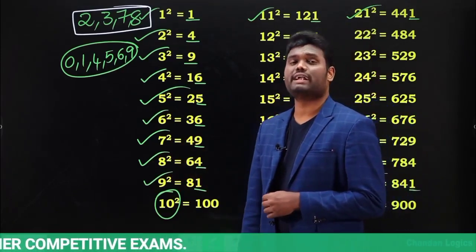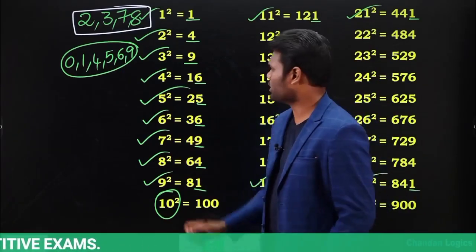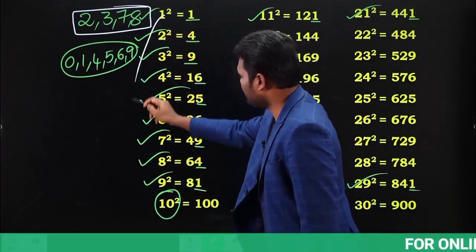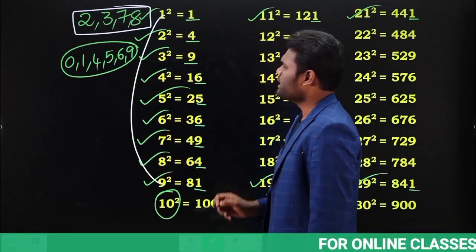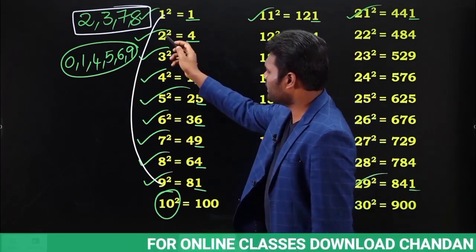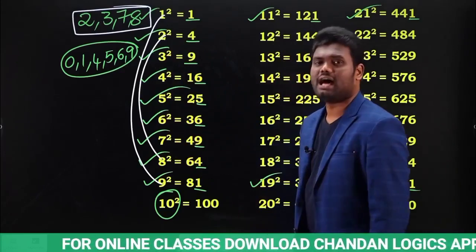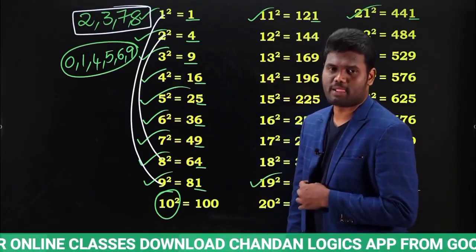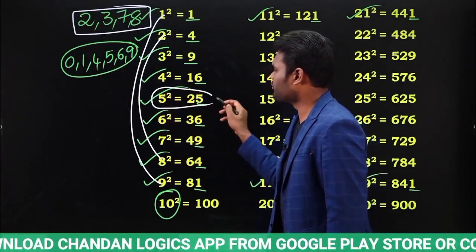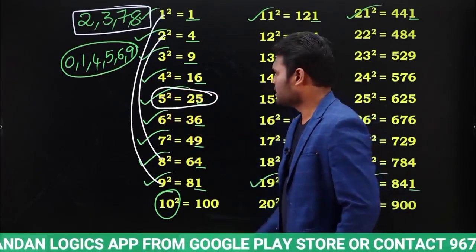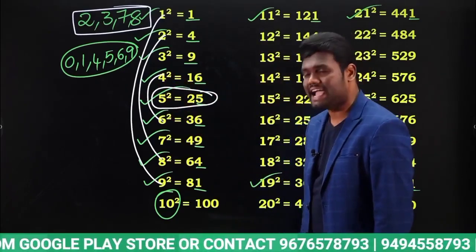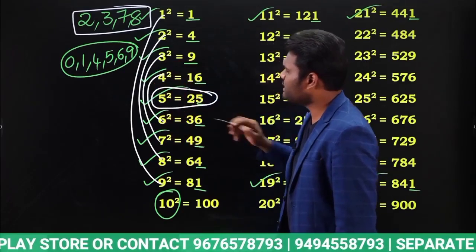Okay. Last digit 1 you are going to get at 1, 9. Similarly, where do we get last digit 4? Last digit 4 you get at 2, 8. Yes or no? Similarly, where do we get last digit 5? Last digit 5 you get only at 5. Last digit 6 you get at 4, 6. Yes or no? Last digit 9 you are going to get at 3, 7.